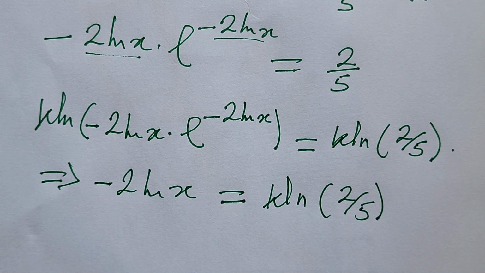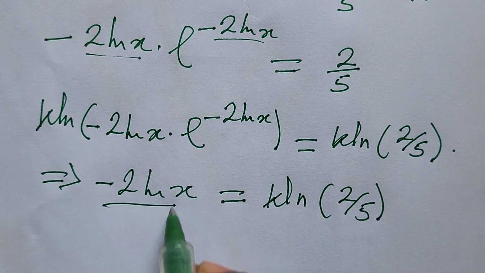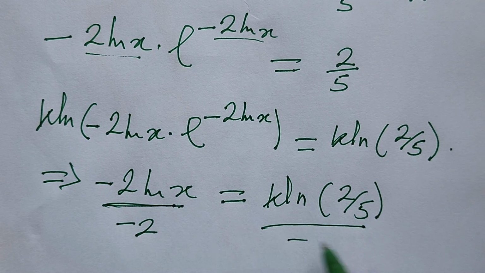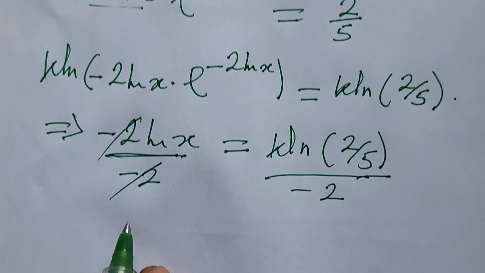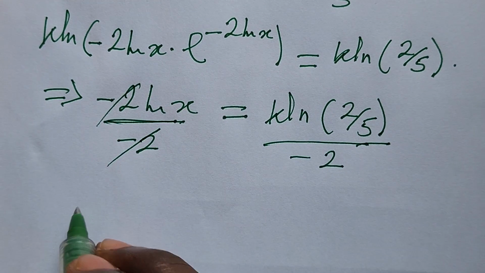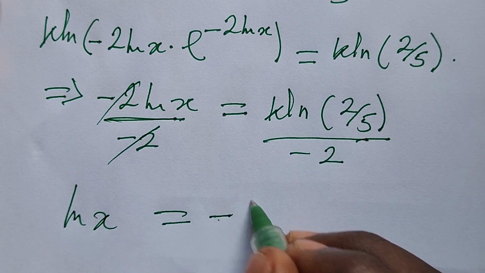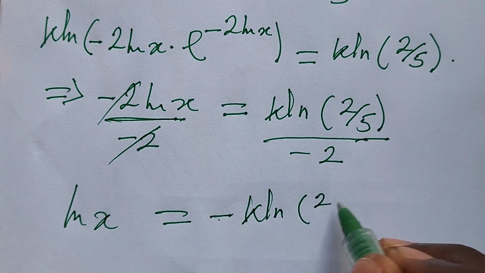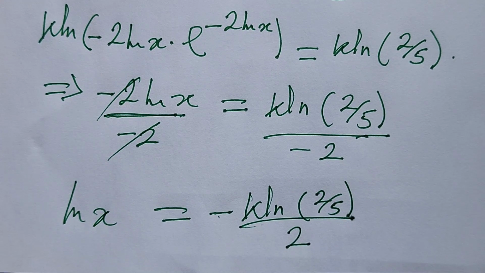Easy. Now again, we're looking for x. The easiest way to get x here is to eliminate minus 2. So let's divide both sides by minus 2. Then we equally divide this by minus 2. So this leaves the system, and we end up having ln of x equal to minus the Lambert W_n function of 2 all over 5, close bracket, all over 2.